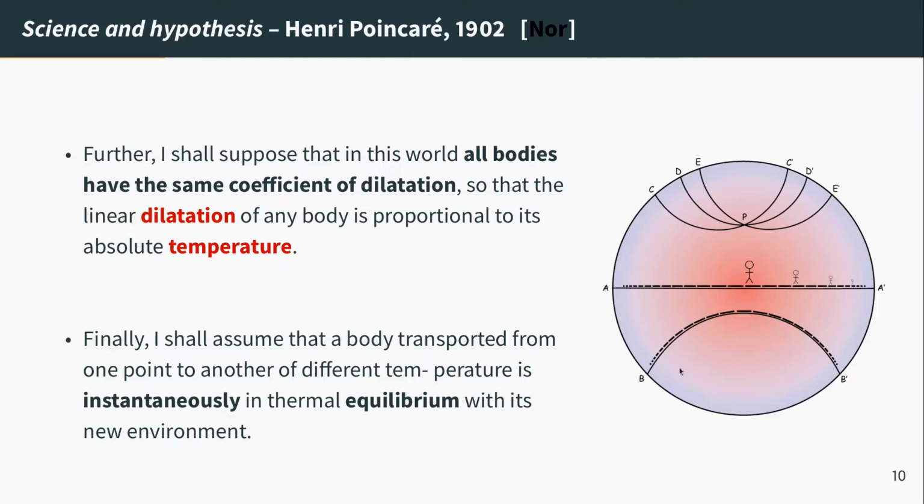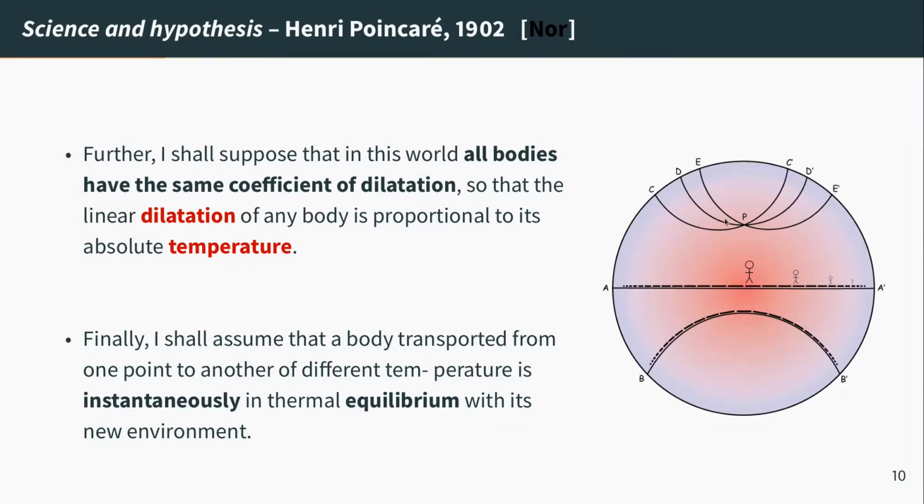And finally, you assume that a body that is transported from one point to another of different temperature is instantaneously in thermal equilibrium with its new environment. So you cannot be still hot, move, and be still big in the cold space. You assume that the temperature of the world immediately affects the temperature of your body, and so immediately affects your scale. And this is why you can imagine.